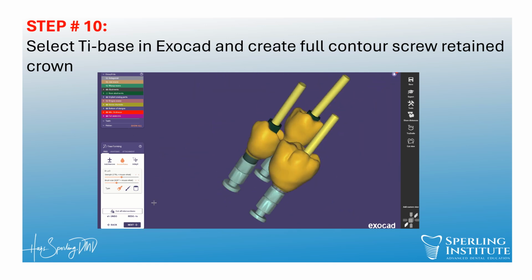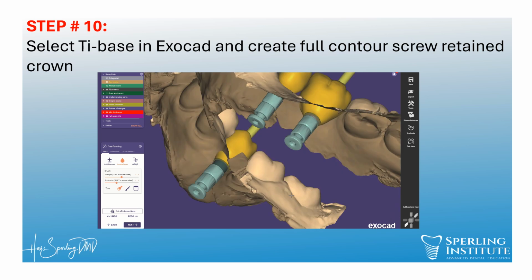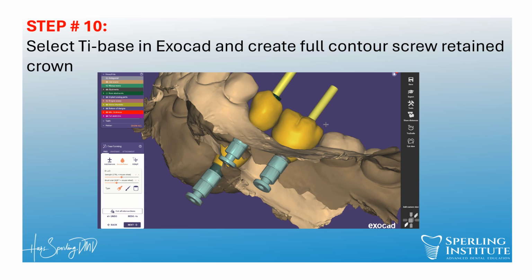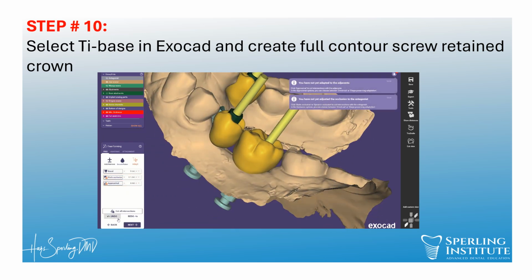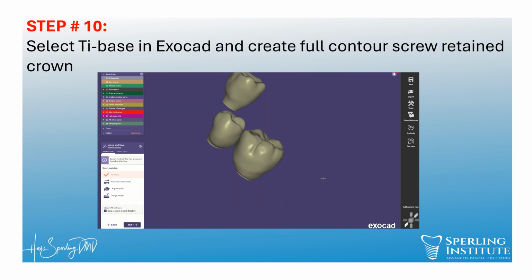So you see the difference now when I do the contour? It's a much smoother transition. It's going to be sublingually, so I can start contouring my tissue. Okay. So once I'm happy with my contours, I go next, and the software is going to create the access hole, and it's going to merge the restorations.